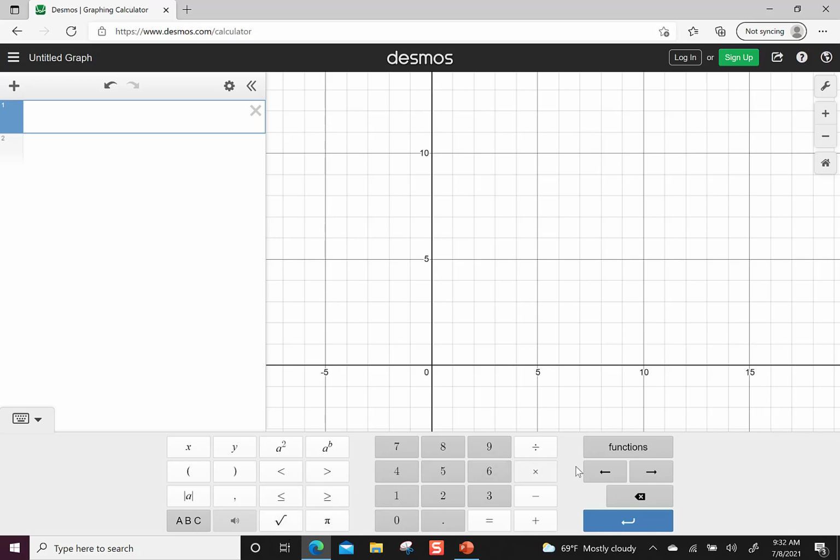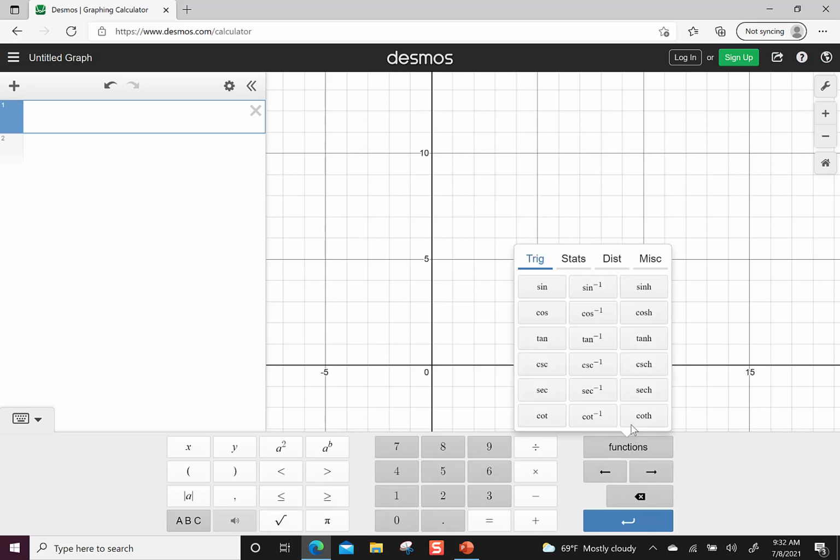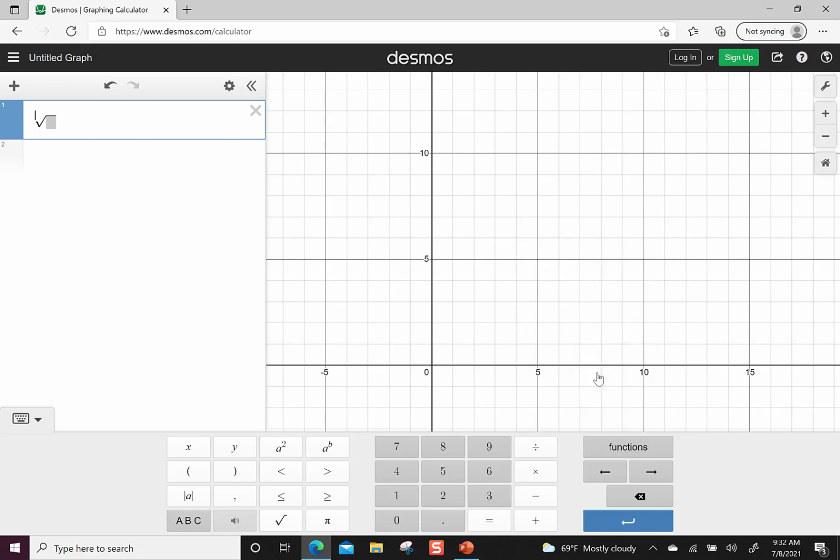So you're going to go over to this functions, and we want to go to miscellaneous. Miscellaneous has some stuff that we may need. And there's this one that says nth root of x, or nth root. So here, when it pops up, the root, we call the index, so I'm going to put a 3. And then down here, I can say negative 8. And it says, okay, that answer is negative 2.